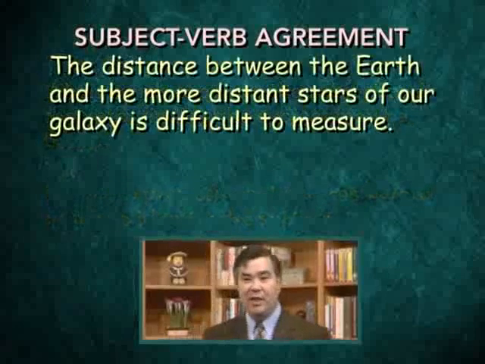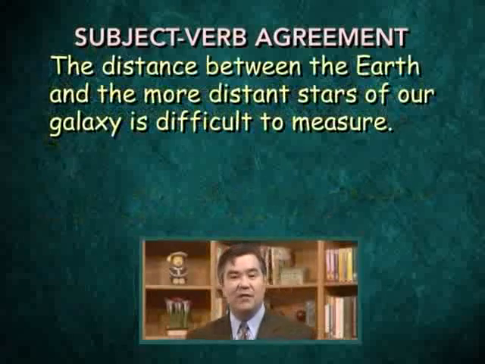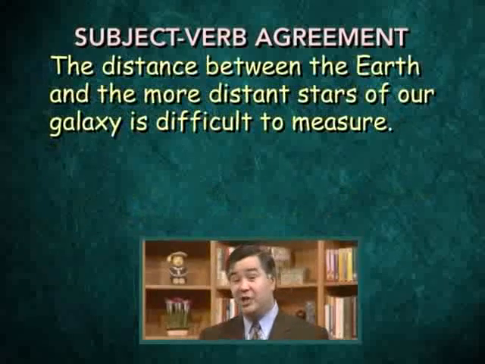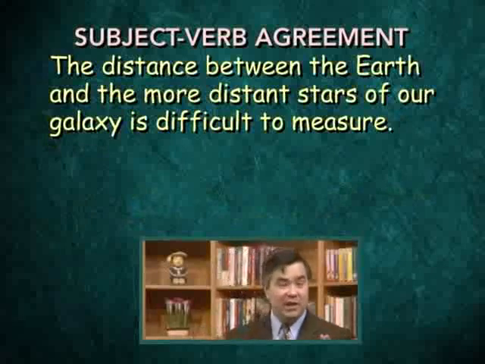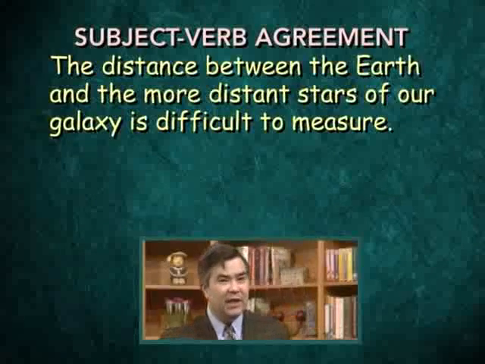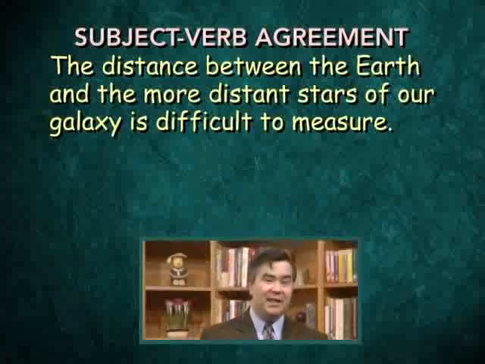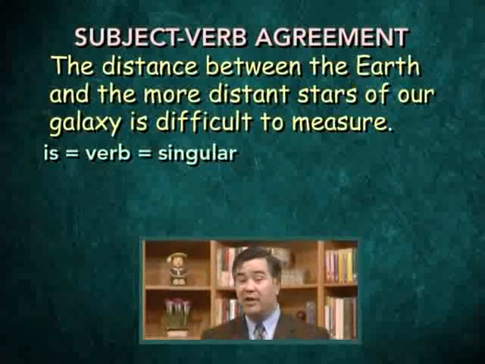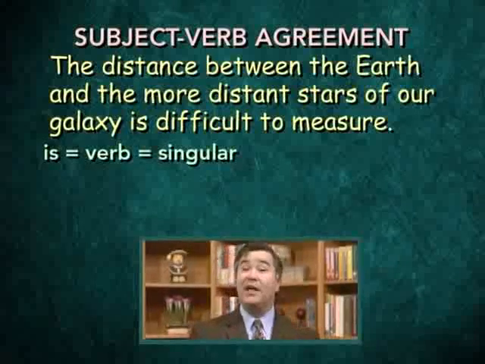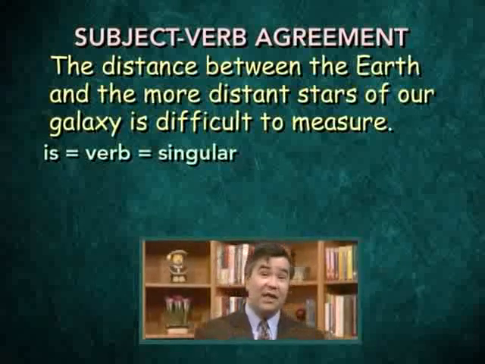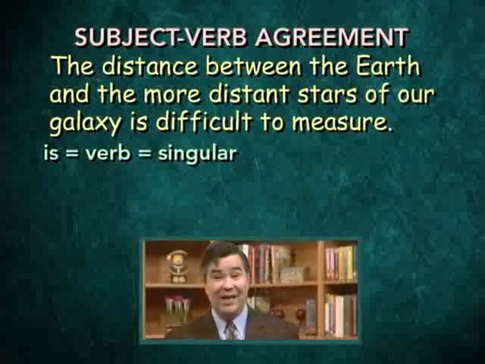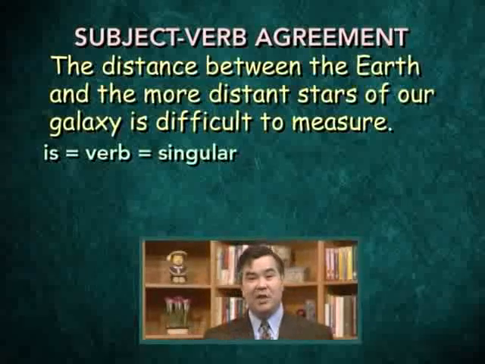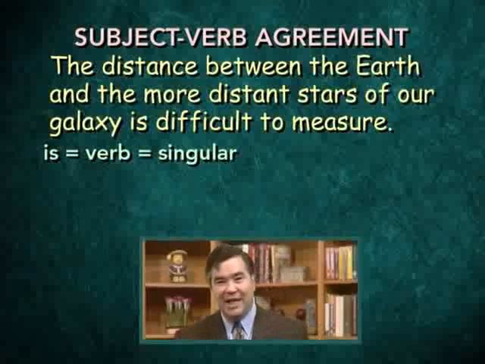The distance between the Earth and the more distant stars of our galaxy is difficult to measure. In this case, the verb is easy to find, as it usually is in most sentences. The verb is. Now that's a singular verb. Is the sentence correct or incorrect? Well, we have to identify the subject in order to determine whether a singular verb is correct or incorrect. Now, what is the subject? What is it that's difficult to measure?